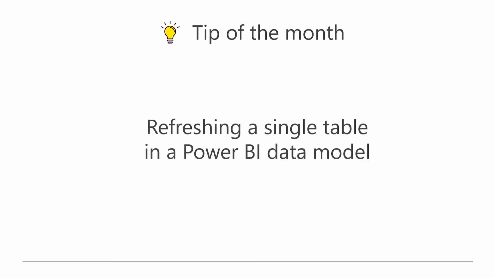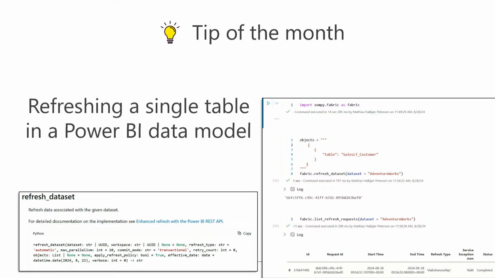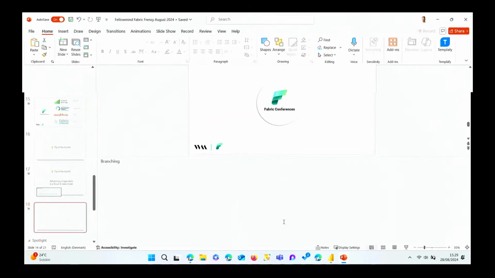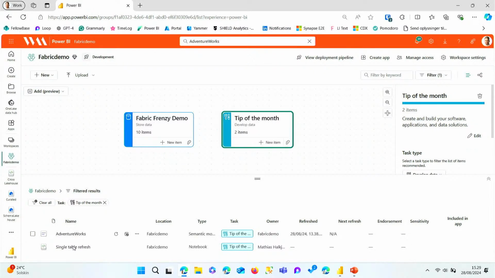And in the last 30 seconds, I'll show you the tip of the month, which is that you can actually refresh a single table in a Power BI data model using something as simple as the semantic link library in a notebook. So how does that look in practice? Quite simple, actually. Simple enough to run in hopefully 10 seconds.